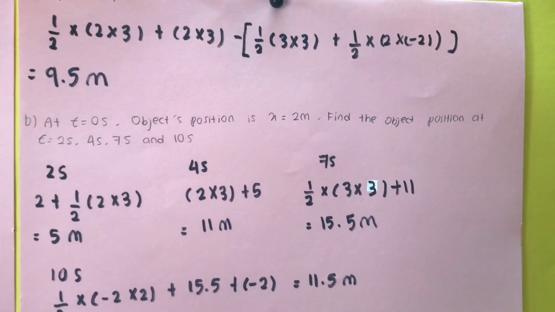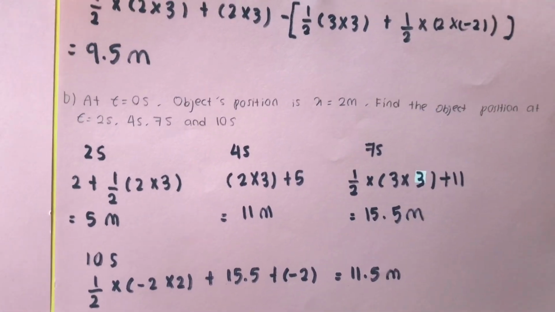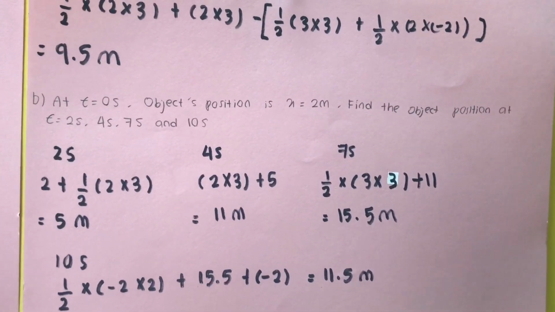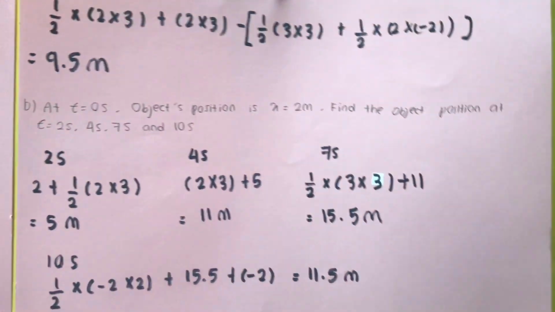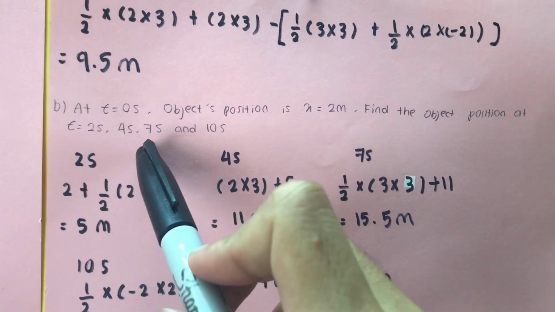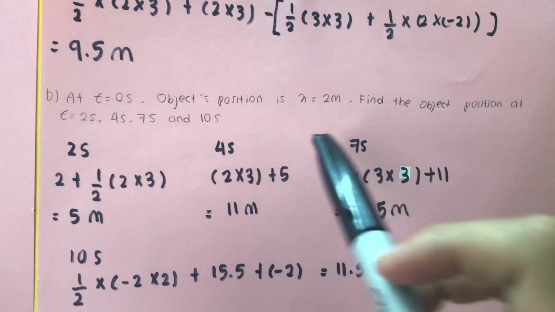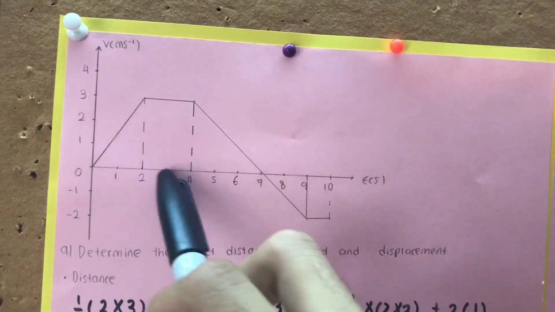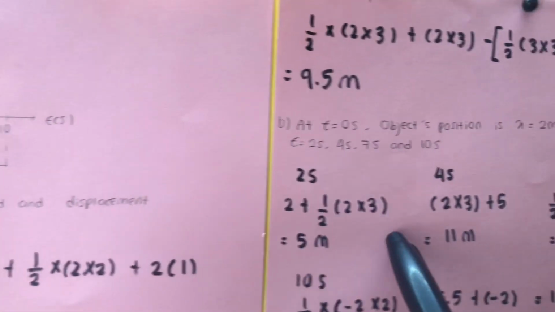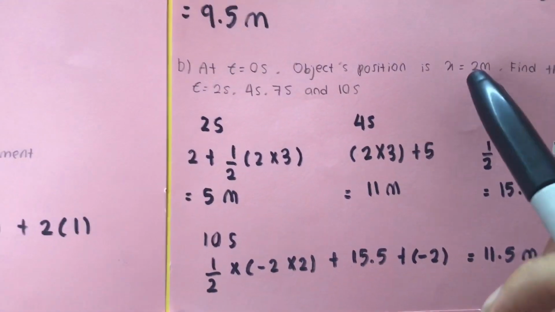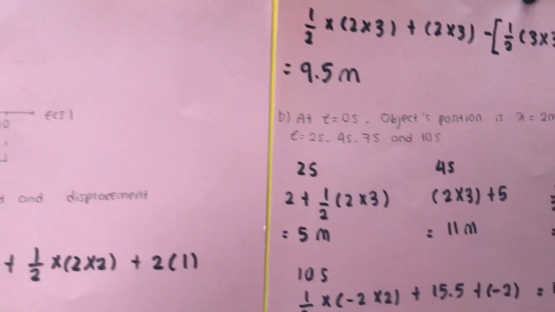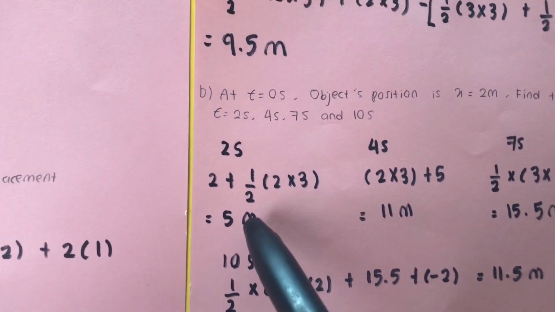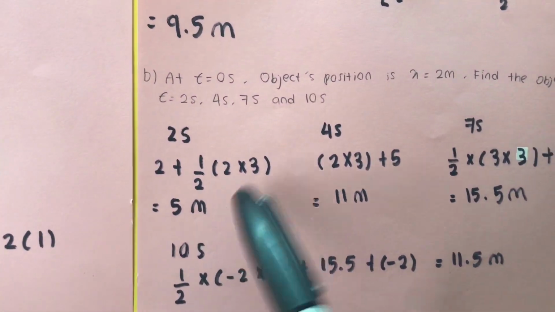And next, for B, at t equal to 0 second, the object position is s equal to 2 meter. Find the object position at t equal to 2 s, 4 s, 7 s, and 10 second. To find at 2 second, we need to find the area under the graph, which is 1/2 times 3 plus 2. Why do we plus 2? Because from t equal to 0, the object position is 2 meter. So we must plus 2, and we got the answer 5 meter.